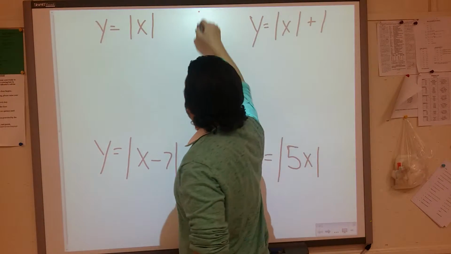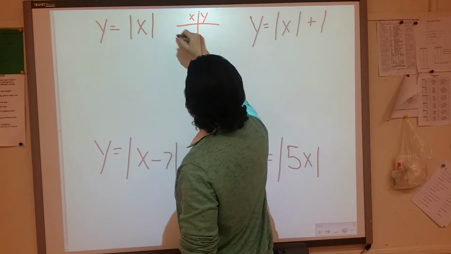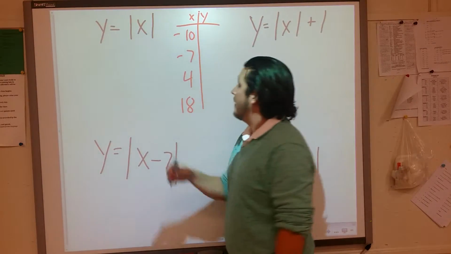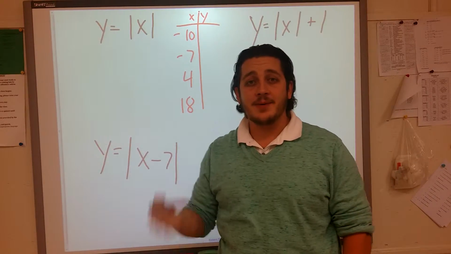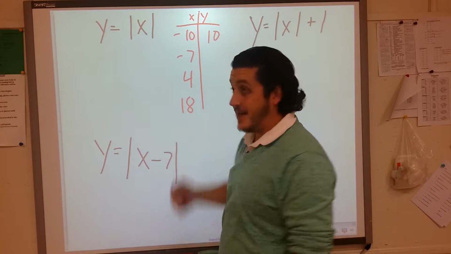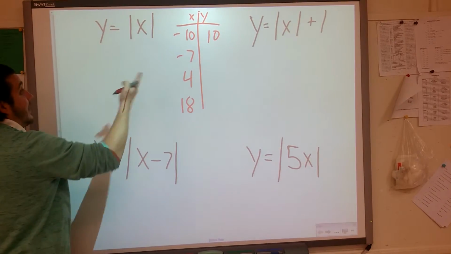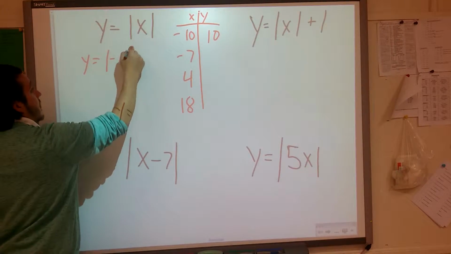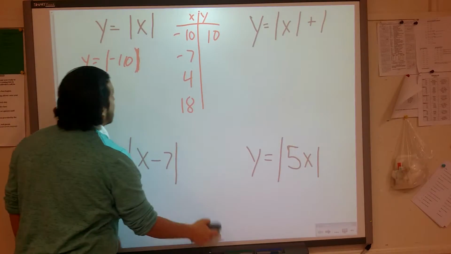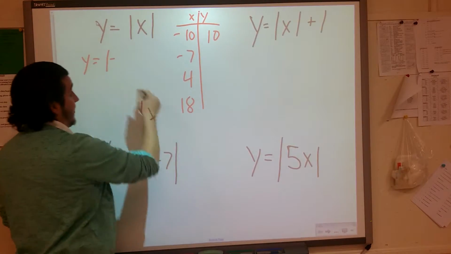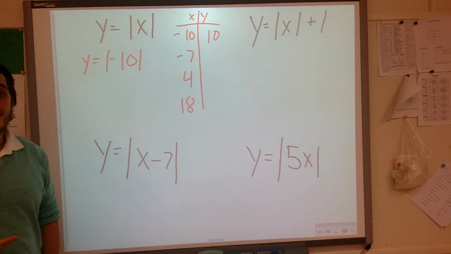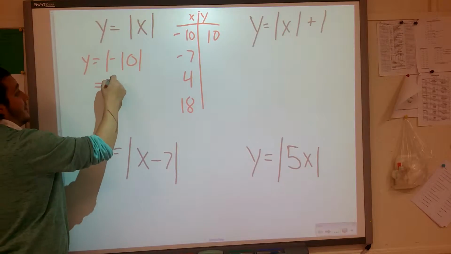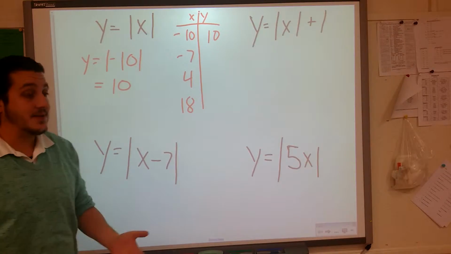So, if I'm sitting here with a big old chart, I have negative 10. The absolute value of negative 10 is 10. You guys should remember that. It'd be good if I could write right, you know? This is terrible. But the absolute value of negative 10 has to be positive. It just changes to 10. The negative changes to a positive.